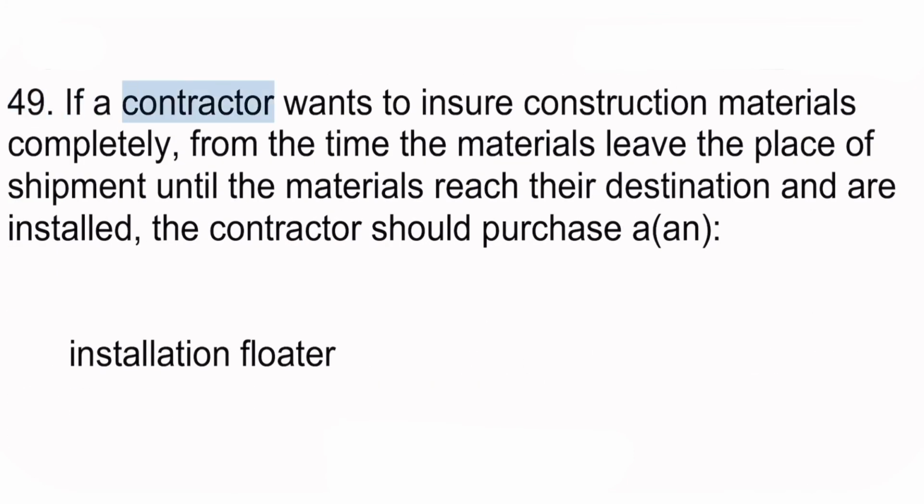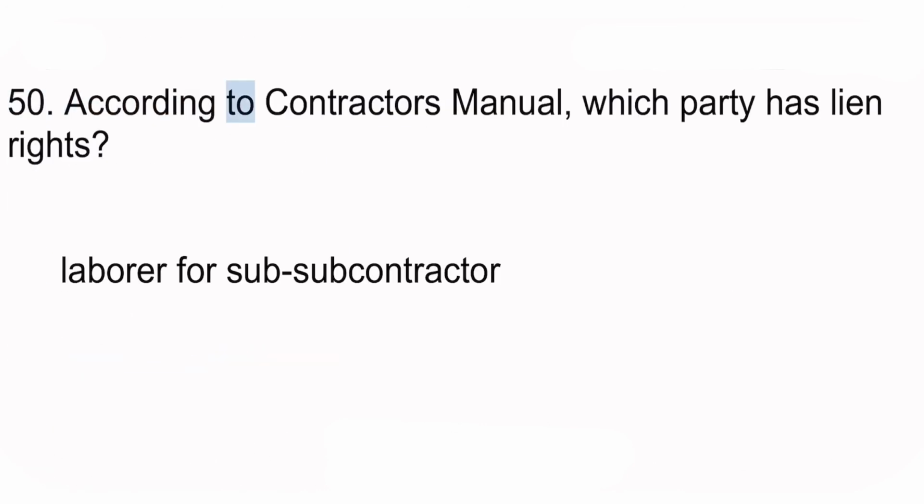49. If a contractor wants to insure construction materials completely, from the time the materials leave the place of shipment until the materials reach their destination and are installed, the contractor should purchase an installation floater. 50. According to Contractor's Manual, which party has lien rights? Laborer for subcontractor.